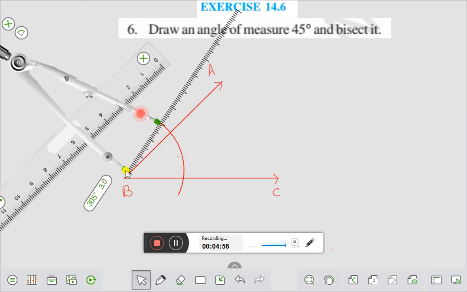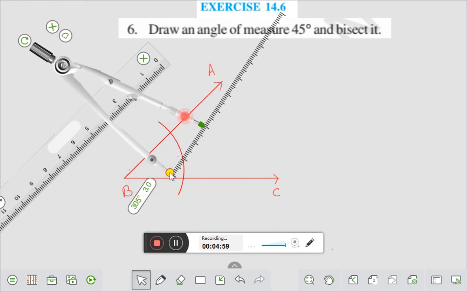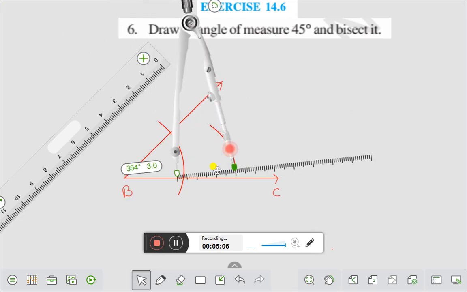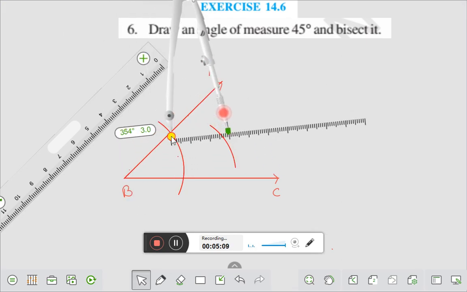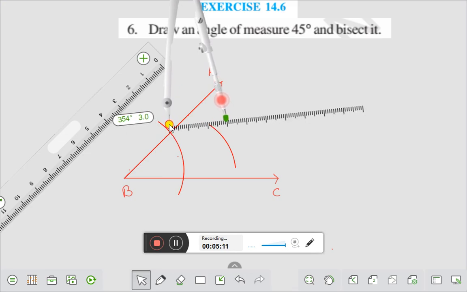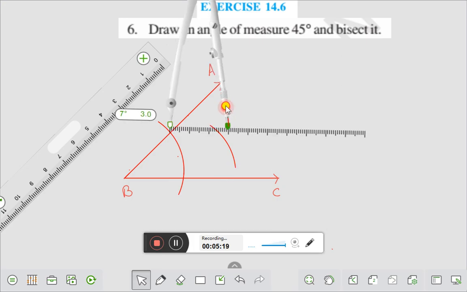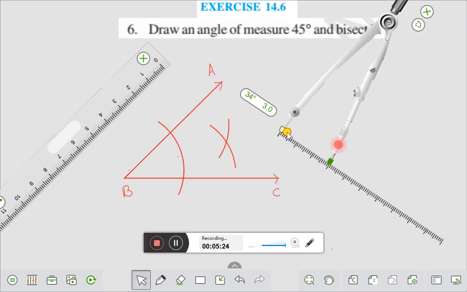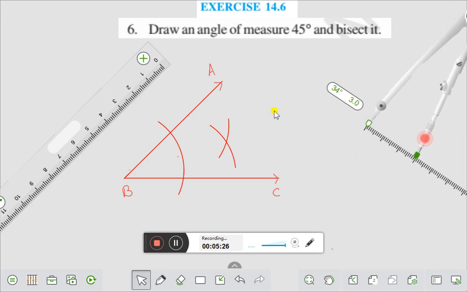Taking this point, we will make another curve, and taking this point, make another curve here. Now you see, if we draw this line, this is the angle bisector of angle ABC. Let us draw this.